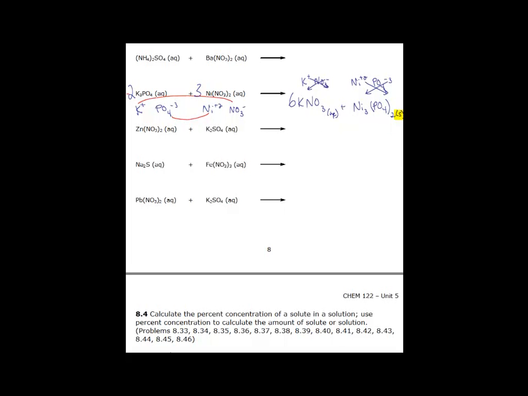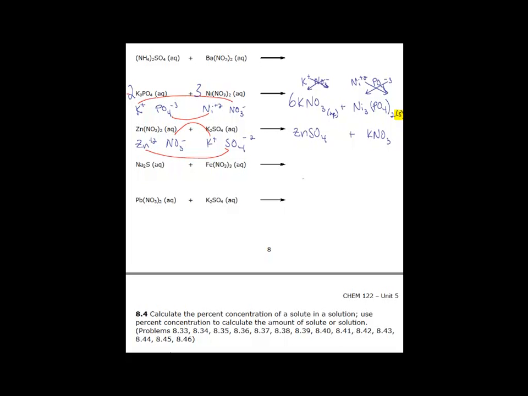Let's do the next one together. Zinc nitrate and potassium sulfate. So, zinc plus 2, nitrate minus 1, potassium plus 1, sulfate minus 2. We do the switch. Potassium goes with nitrate, zinc goes with sulfate. So I get ZnSO4 plus KNO3.